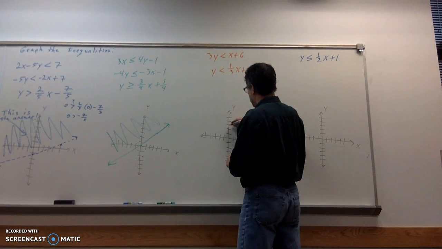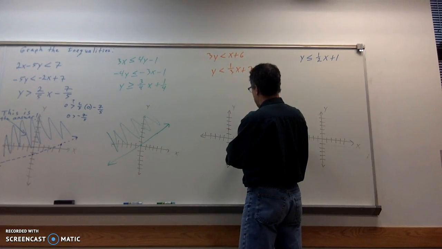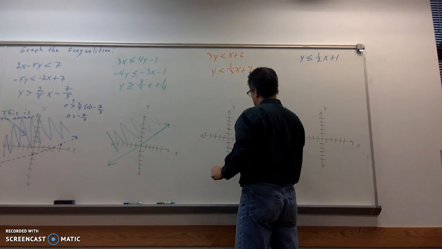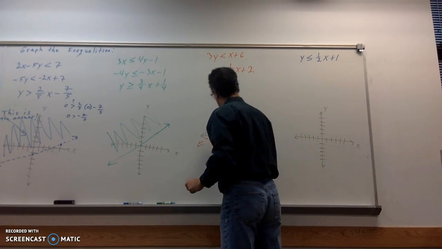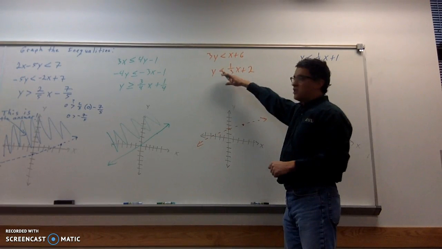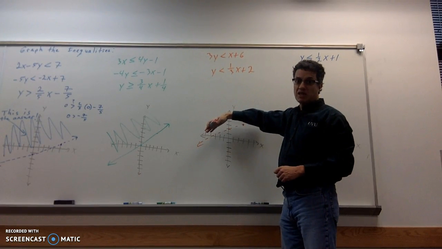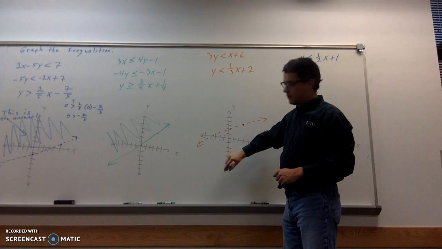Next, y-intercept at 2. I'm going to go up 1 to the right 3. This one's going to be a dashed line because it's not equal. Now, is it eating the y? Nope, it's not eating the y, so I'm not shading the sky. I'm going to shade below.